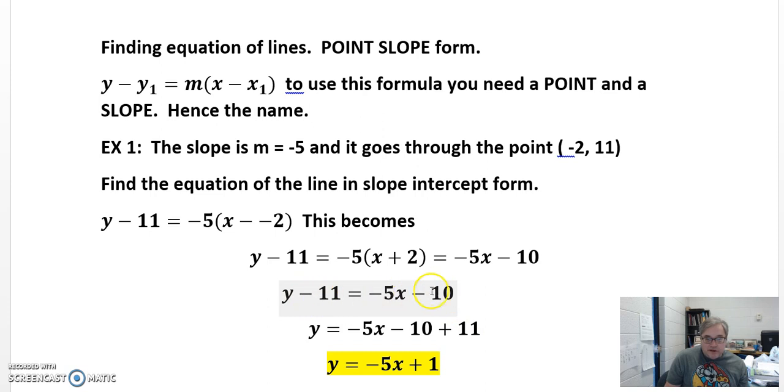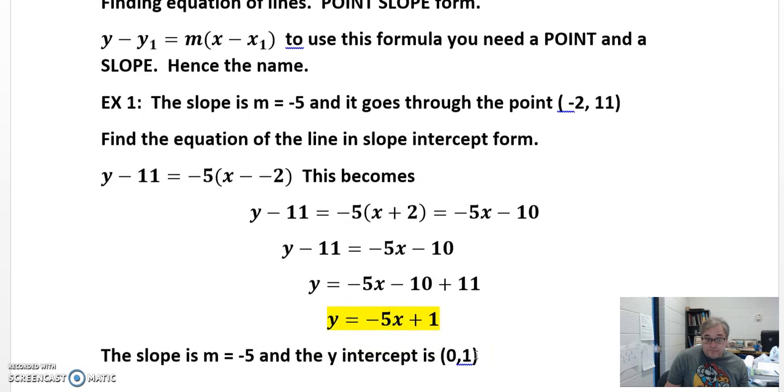I have y minus 11 equals this, so I'm going to add 11 to both sides. And the goal here is to get y by itself. y equals negative 5x plus 1. This is called slope-intercept form.